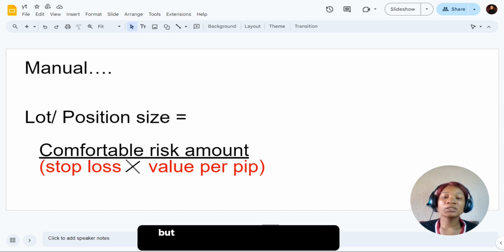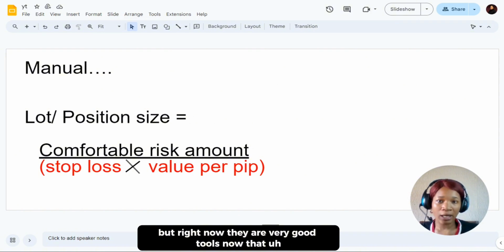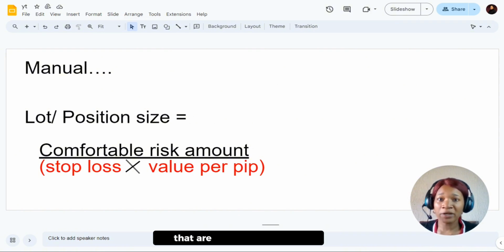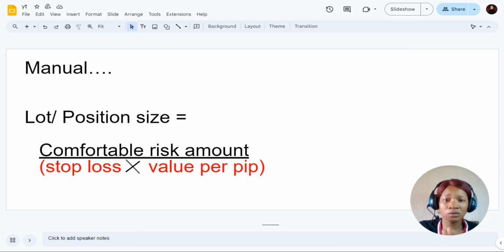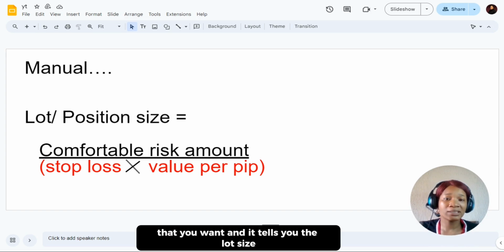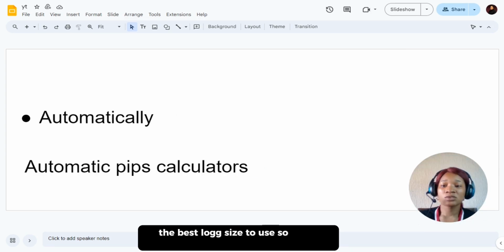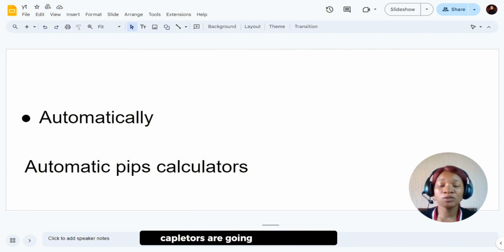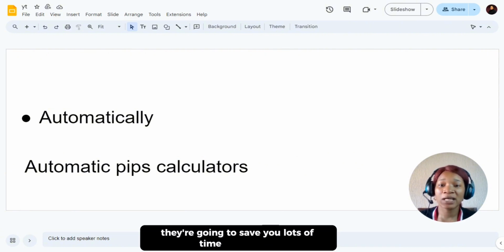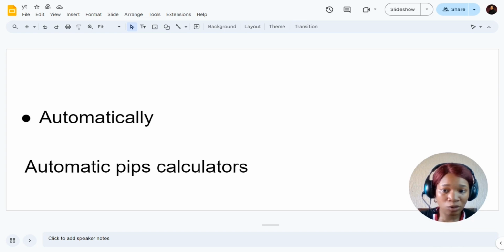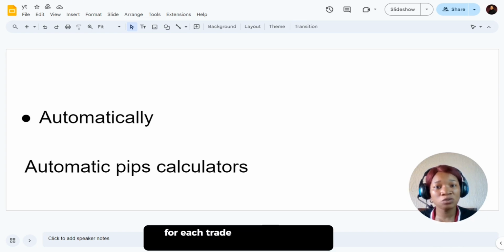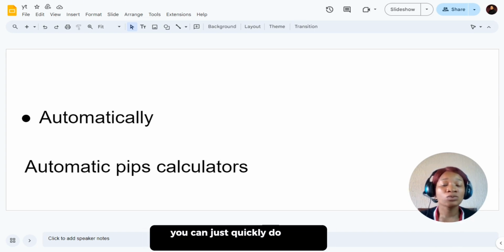But right now, there are very good and very common tools that you can use to automatically input the figures you want, and they tell you the best lot size to use. What automatic pip calculators do is save you a lot of time and energy. Instead of manually calculating your lot size for each trade, you can do it within 20 to 30 seconds.